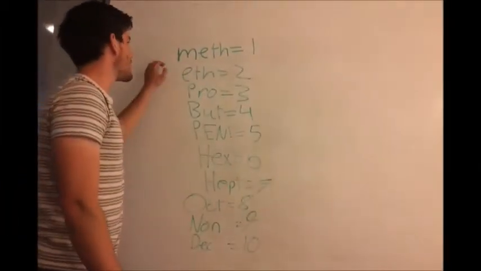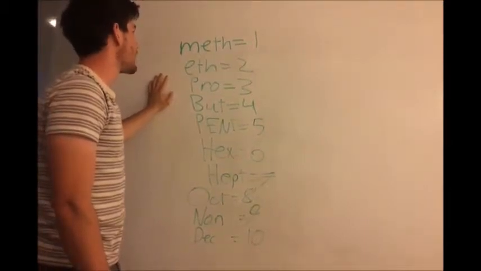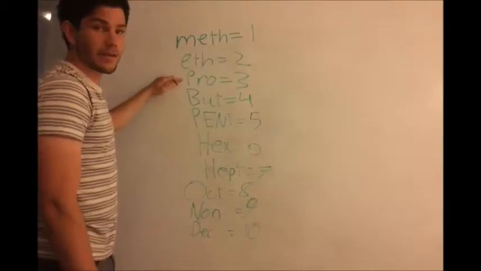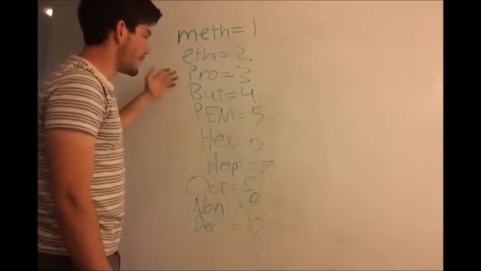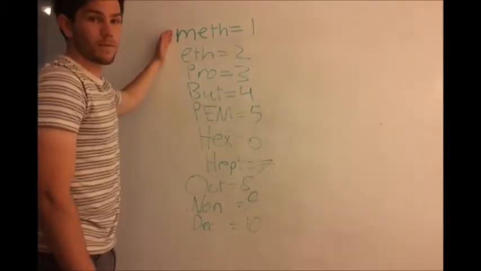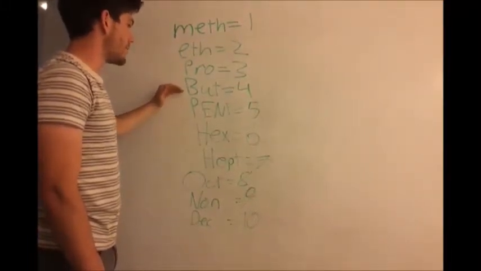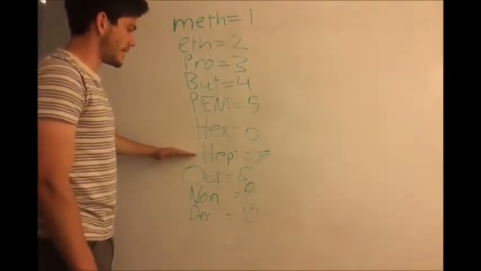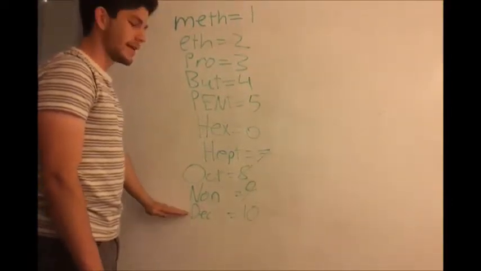So I've already written the terminology used when naming parent chains and substituents. Naming the parent chain depends on the number of carbons. Let's say it's 3 carbons, it's going to be prop at the beginning as the prefix. If it's 5 carbons, it's going to be pent, and so on. So meth means 1, eth means 2, prop means 3, but means 4, pent means 5, hex means 6, hept means 7, oct means 8, non means 9, and dec means 10.